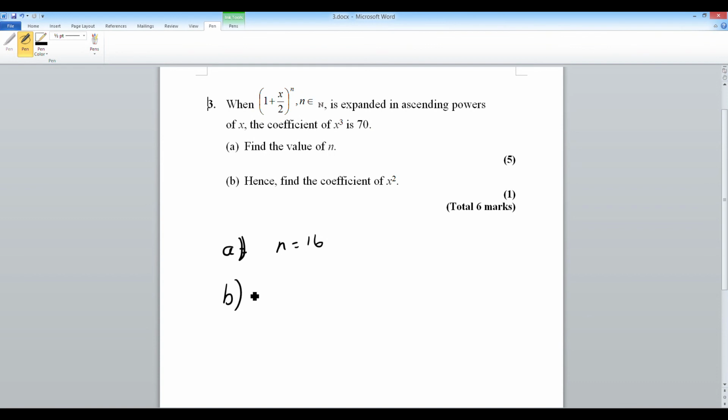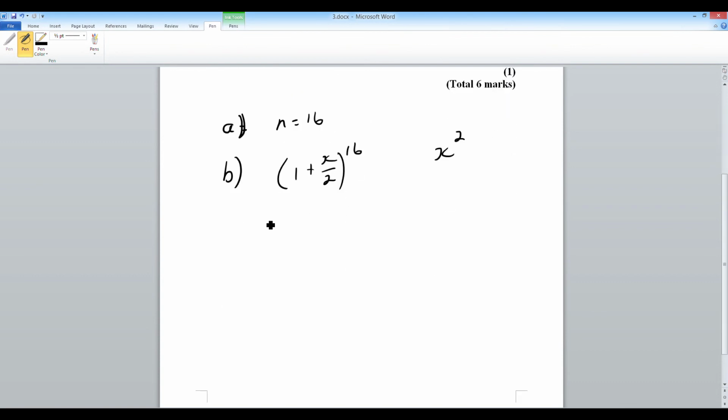Now for part B, they ask us to find the coefficient of x squared. So I'm going to say 1 plus x over 2 to the power of 16, and they want me to find the coefficient of x squared. So for my binomial theorem, nCr, a to the power of n minus r, b to the power of r, I notice here that x is in the place of b. So n is equal to 16. I want x to the power of 2, so r is going to be 2. Then I'm going to say 1 to the power of 16 minus 2, which is 14, and x over 2 to the power of 2.